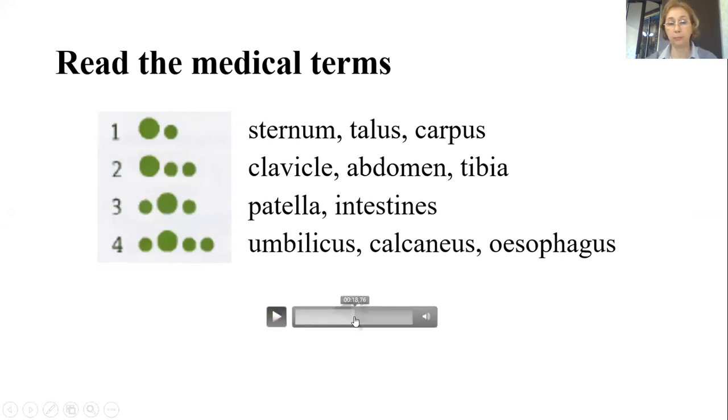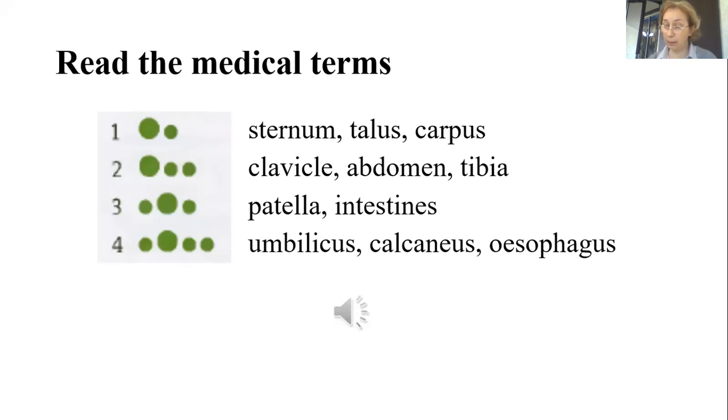Pronunciation. 1, sternum, talus, carpus. 2, clavicle, abdomen, tibia. 3, patella, intestines. 4, umbilicus, calcaneus, esophagus. Okay, now read them, please.